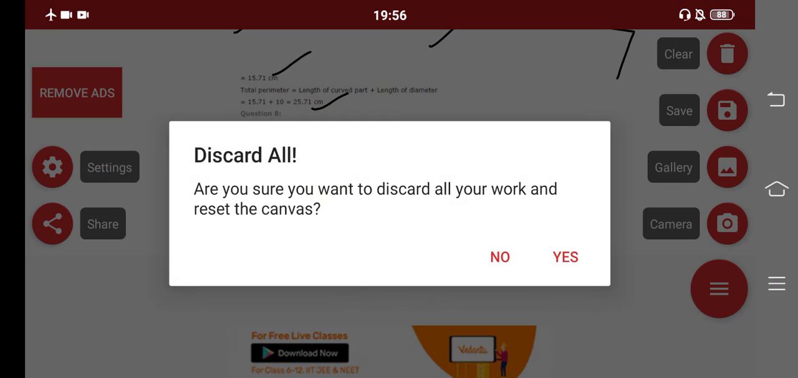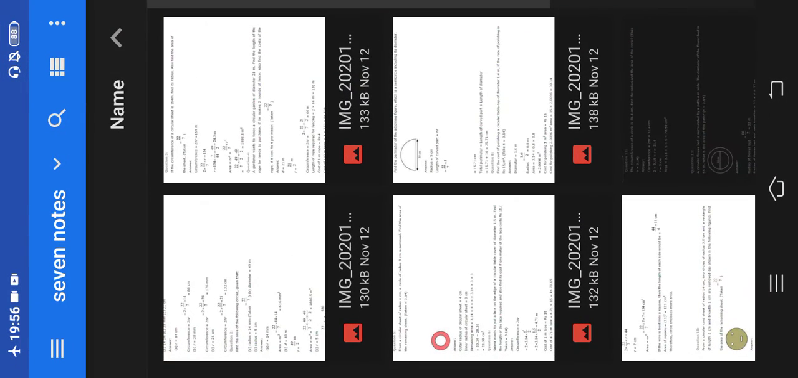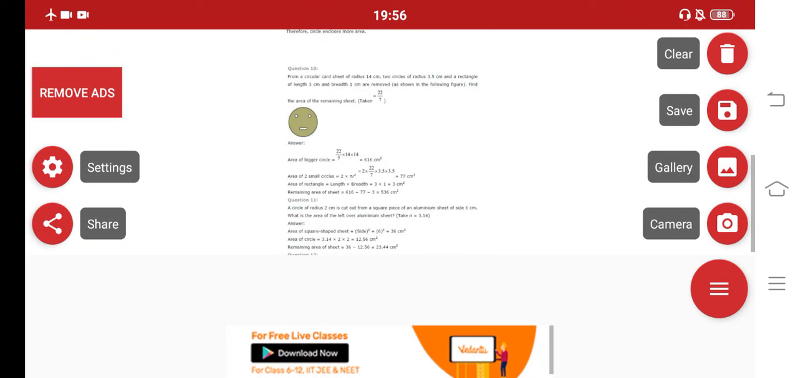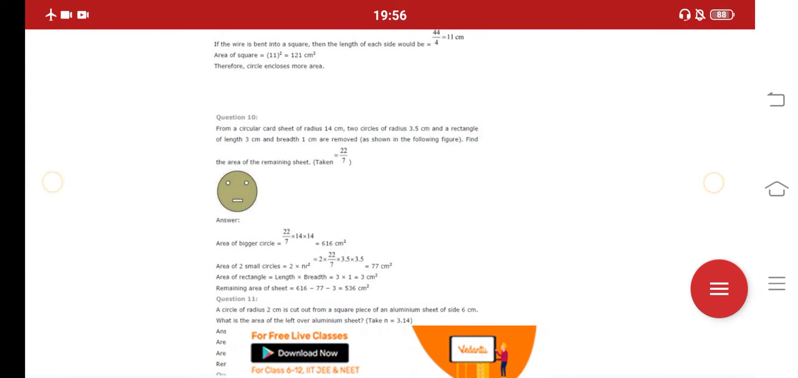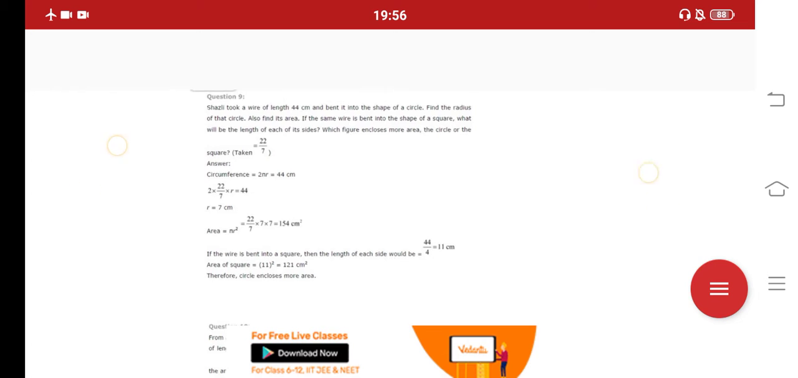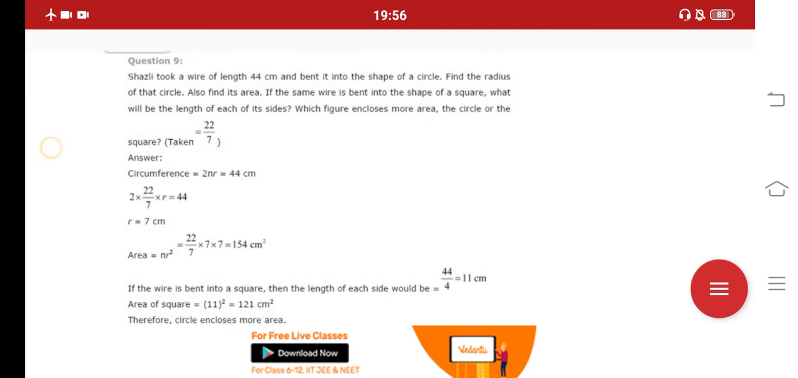Now let us see the next question. See, this is our next question, question number 9. What is given in question number 9? Shajil took a wire of length 44 centimeter and bent it into the shape of a circle. Okay, the length of the wire is given as 44. Find the radius of that circle. Also find its area. If the same wire is bent into the shape of a square, what will be the length of each of its sides? Which figure encloses more area, the circle or the square?